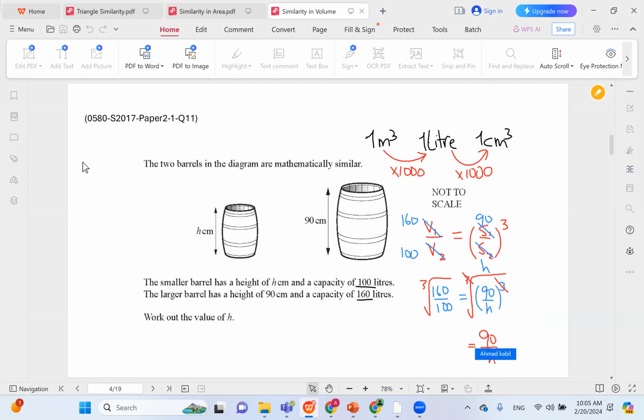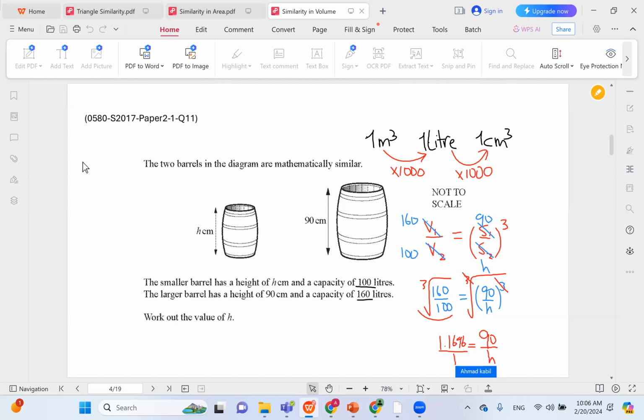And we evaluate this on the calculator. So just click on Shift and square root to get the cubic root. And then click on the fraction button. Write 160 in the numerator. Write 100 in the denominator. You get a long decimal, so 1.1696.